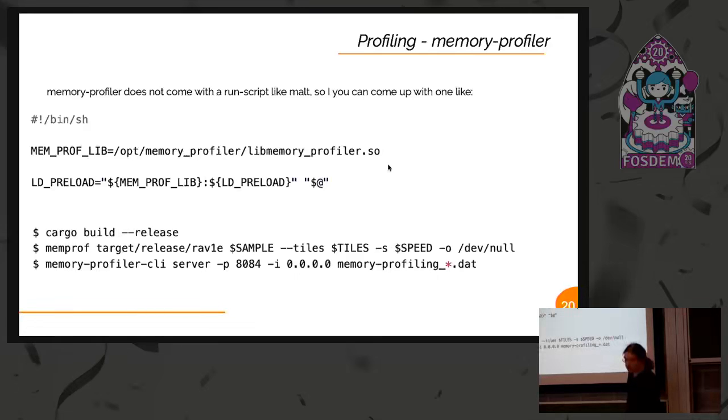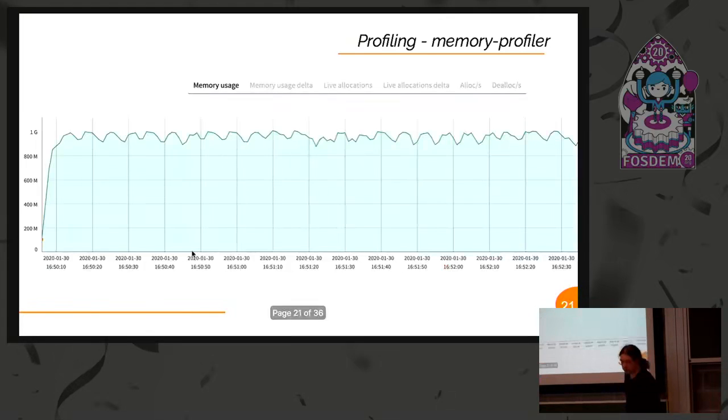So how to run it? The memory profiler doesn't come with a run script, so you have to write your own. And after that, it's still quite simple, quite straightforward. How does it look? Well, not digging the data, but seeing what's going on. Nice graphs. You can check them, see what's going on. This is sort of what you would expect. So you are using more or less the same amount of memory.